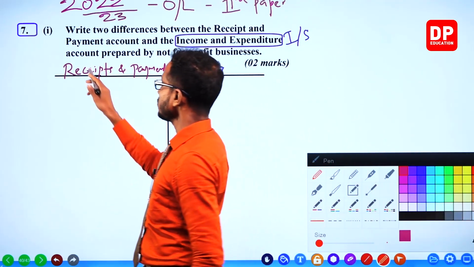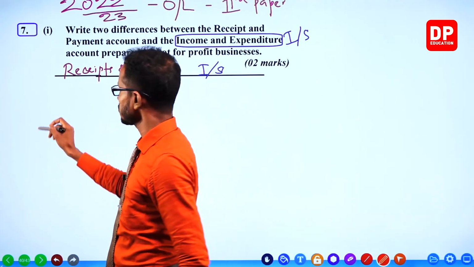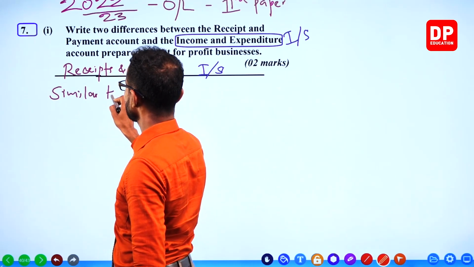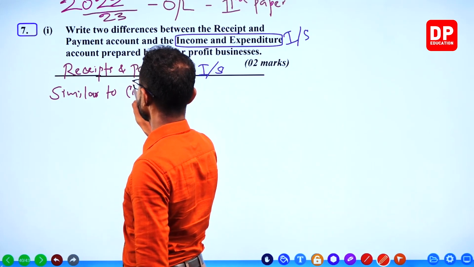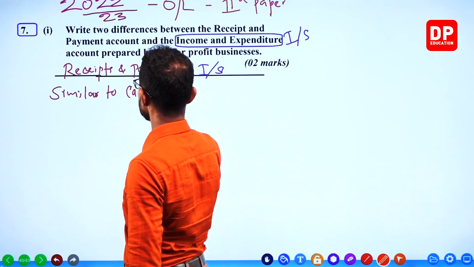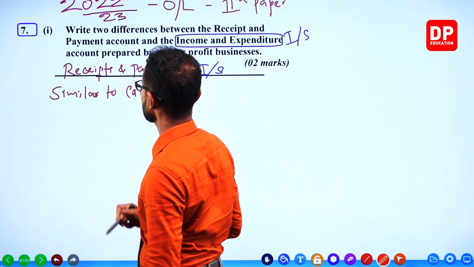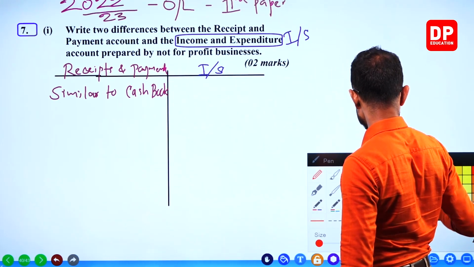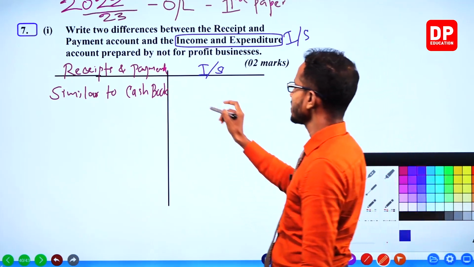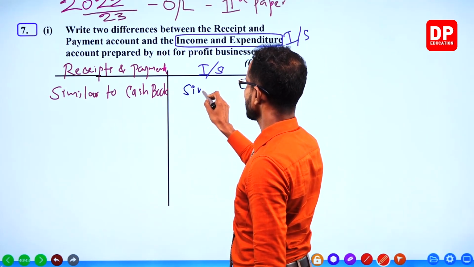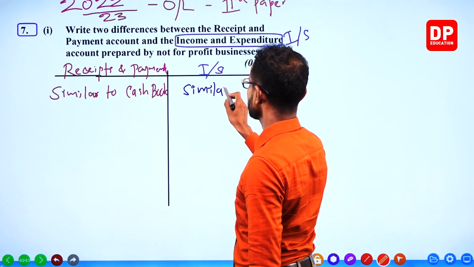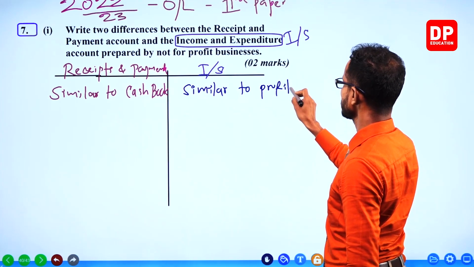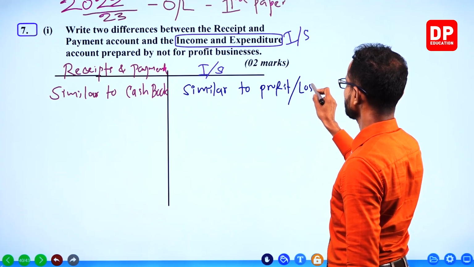Receipts and payments account is actually the cash book, so you can say it's similar to a cash book. But the income statement or income and expenditure account is similar to a profit or loss statement.